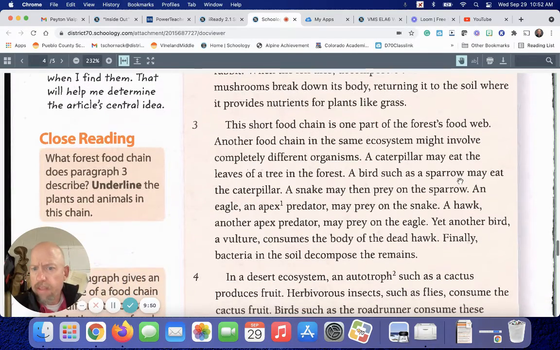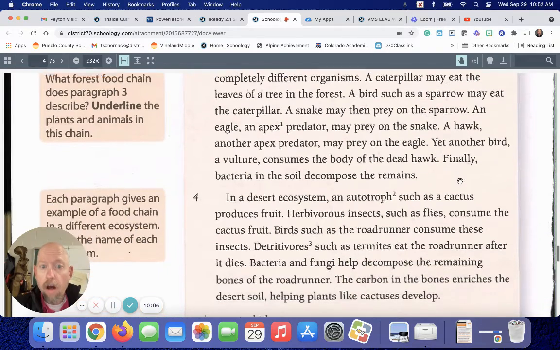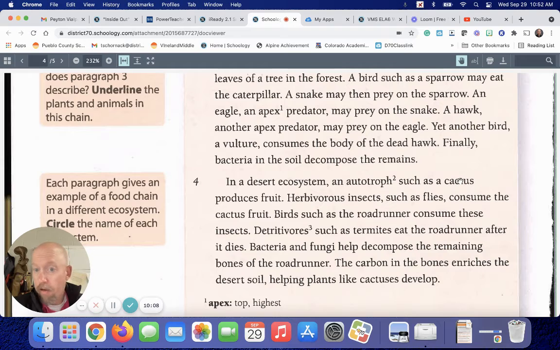Another food chain in the same ecosystem might involve completely different organisms. A caterpillar may eat the leaf on a tree in a forest. A bird such as a sparrow may eat the caterpillar. A snake may then prey on the sparrow. An eagle, an apex predator, may prey on the snake. A hawk, another apex predator, may prey on the eagle. Yet another bird, a vulture, consumes the body of the dead hawk. Finally, bacteria in the soil decompose the remains.